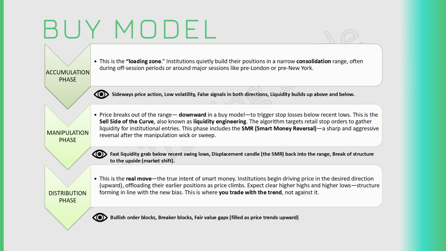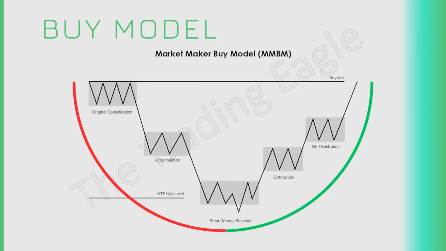So what are the things you expect? Bullish order blocks, look out for that. Breaker blocks, fair value gaps that are pushing the price upward. You also expect to see clear higher highs and higher lows. These are structures forming in line with the new buyers. And this is where you trade with the trend and not against it. Okay, so this is how it's going to look.